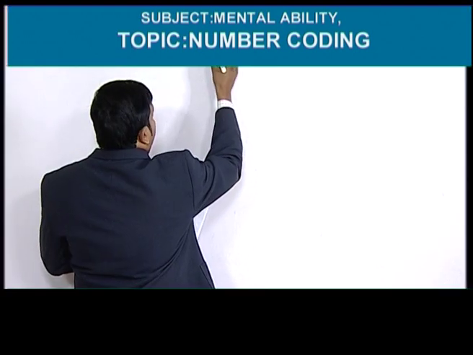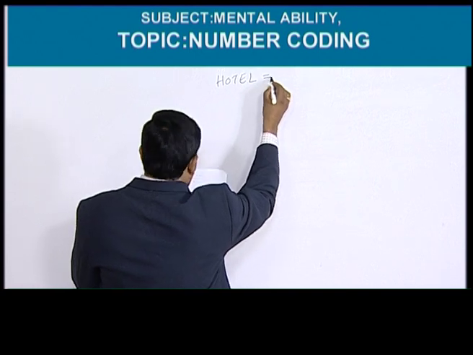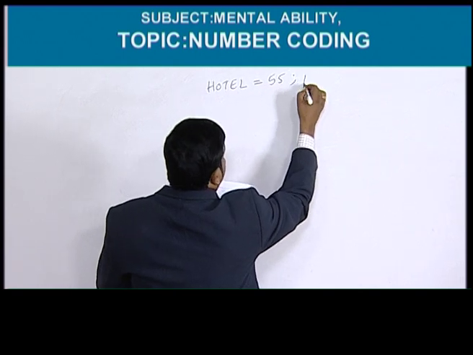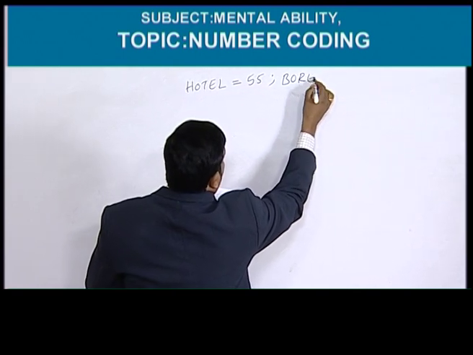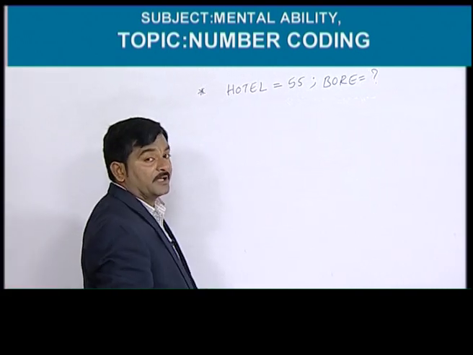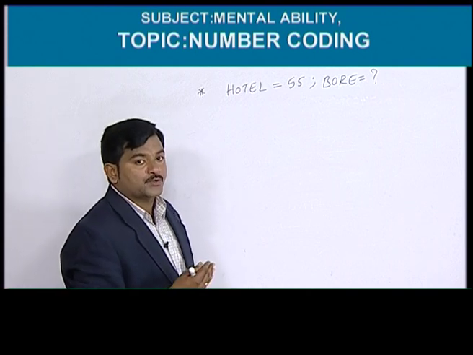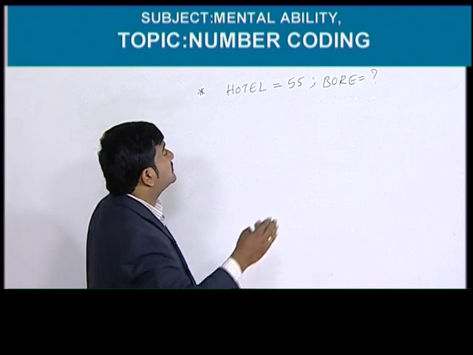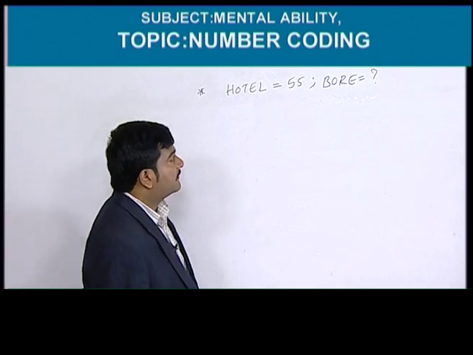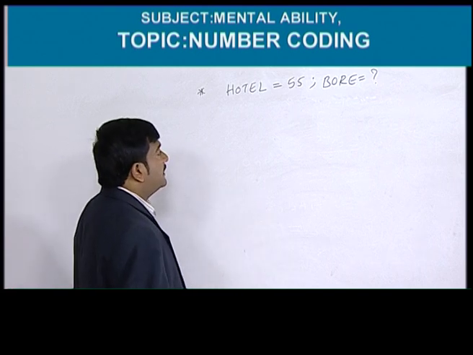For example, in a certain code language, HOTEL is written as 55. Then what is the code for the given word BORE? He asked to find the code for the given word BORE. I repeat the question once again. In a certain code language, HOTEL is written as 55. Then what is the code for the given word BORE? Okay, that is one example. See, we will see the answer here itself.